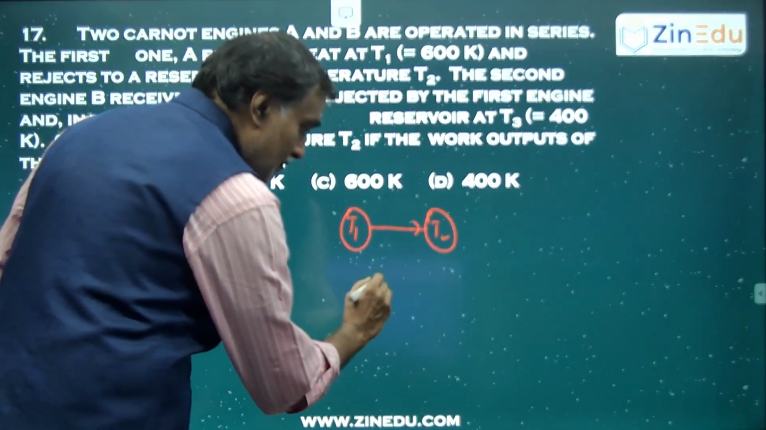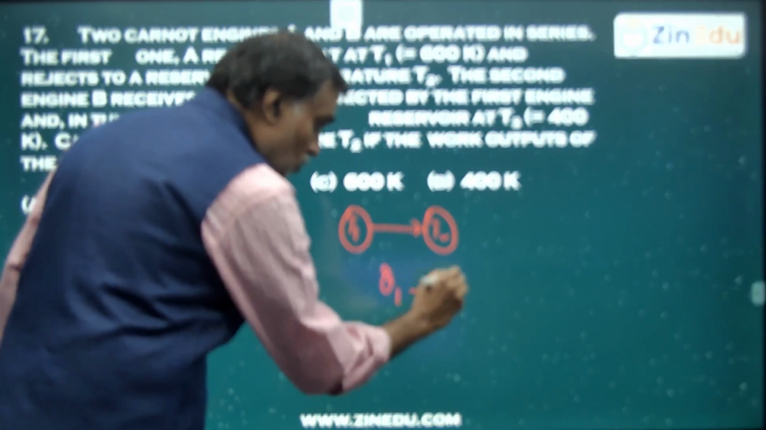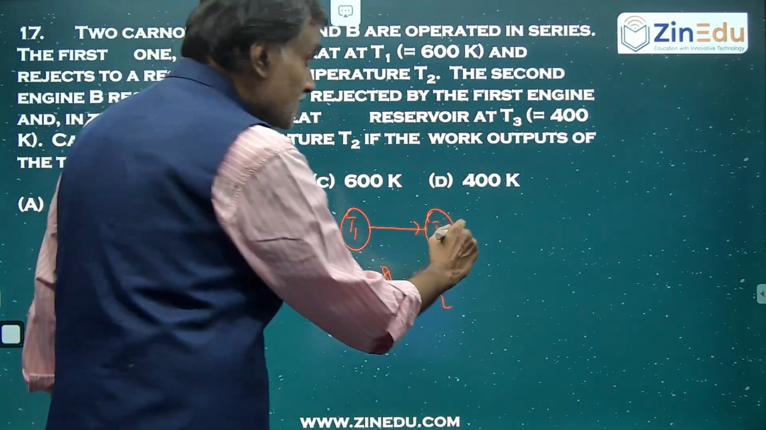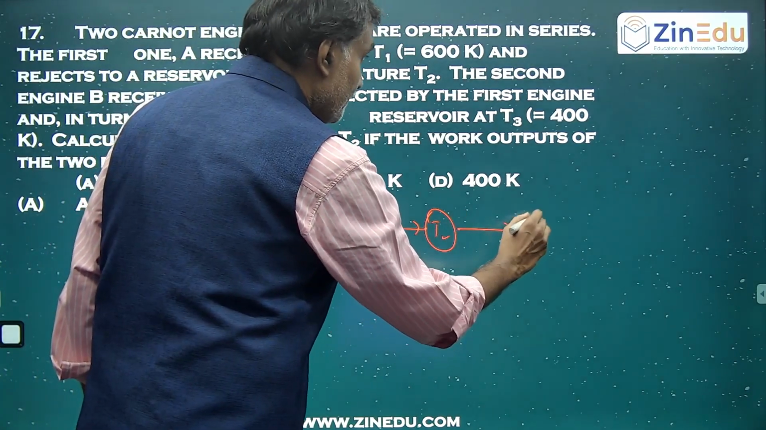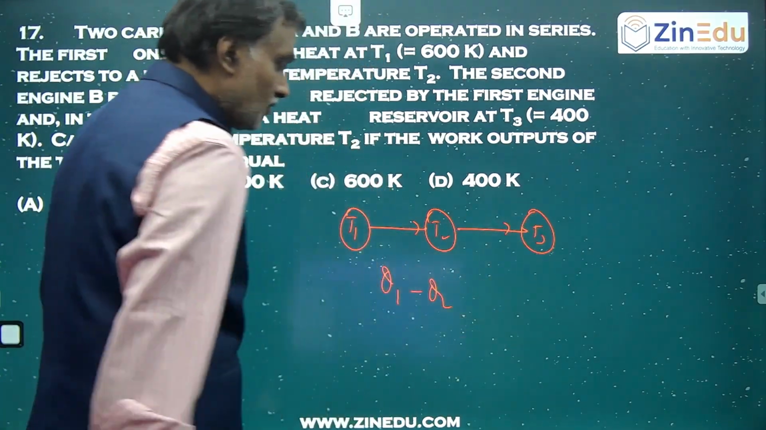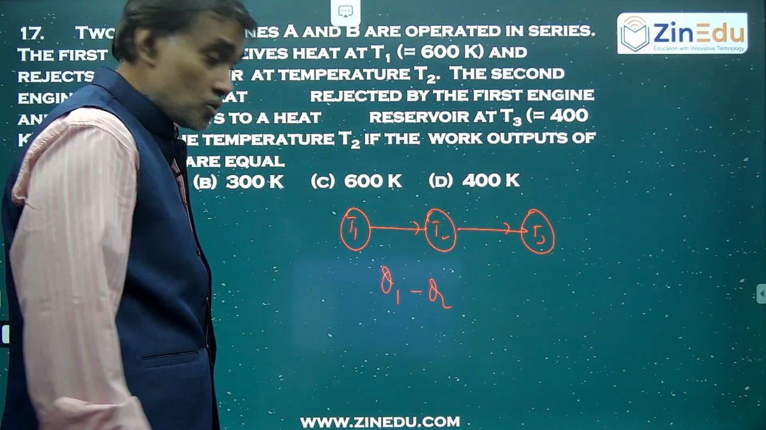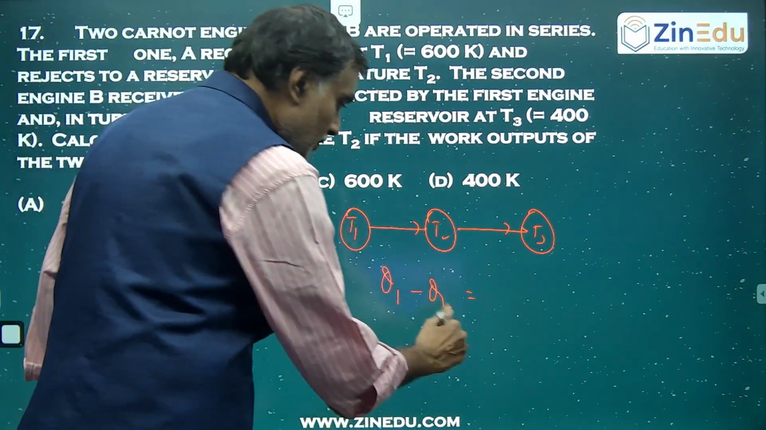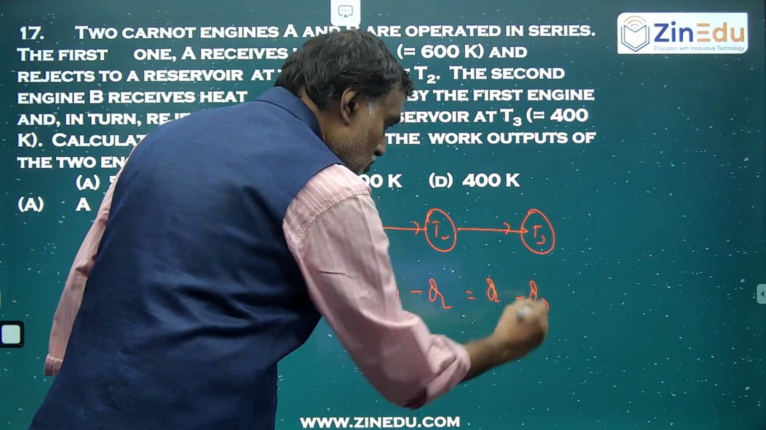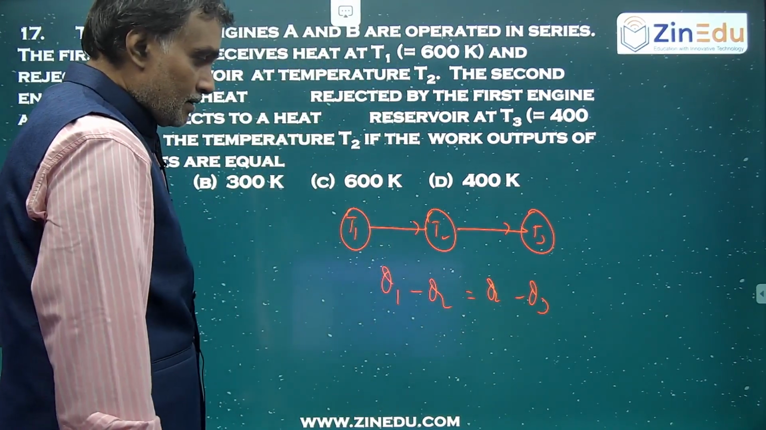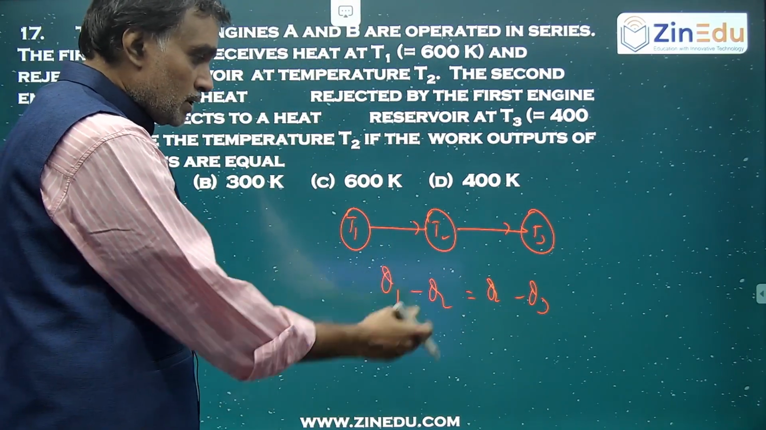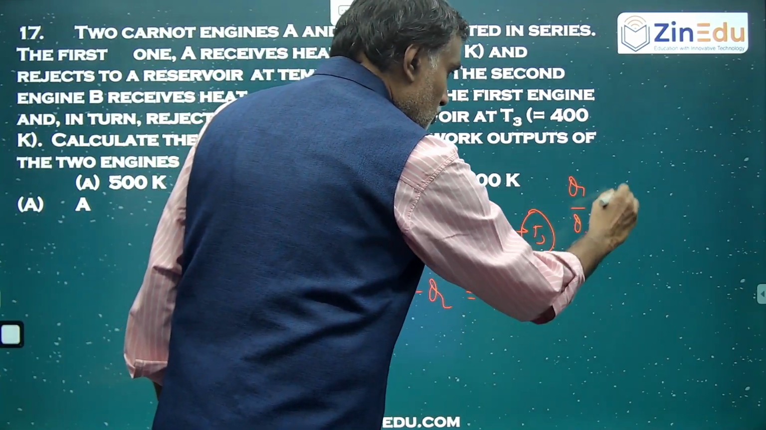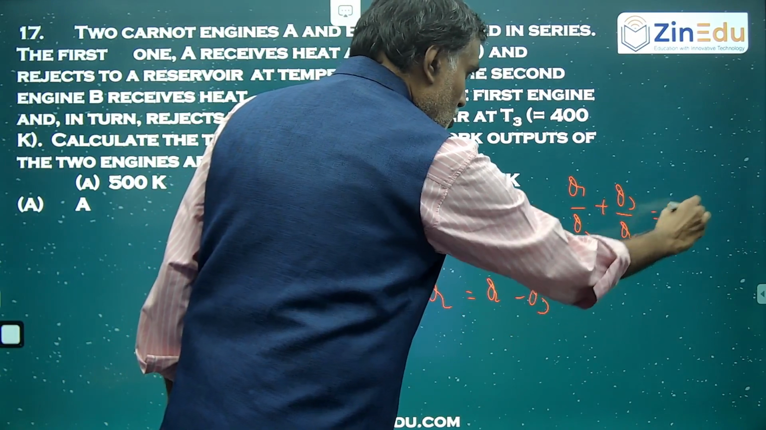What is the work done in the first case? Q1 minus Q2. The second one, heat input is Q2 and it rejects Q3 at temperature T3. Then what is the work done? Q2 minus Q3. But both the works done are the same, they have given. Q1 minus Q2 equals Q2 minus Q3. Then what do you get? Q1 plus Q3 is 2Q2, so Q1 by Q2 plus Q3 by Q2 equals 2.